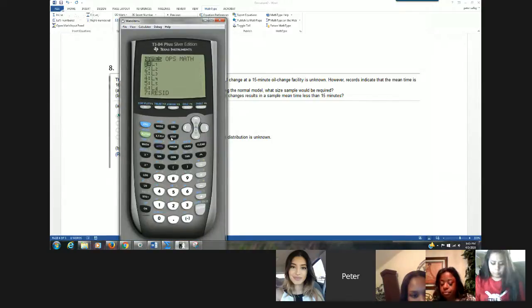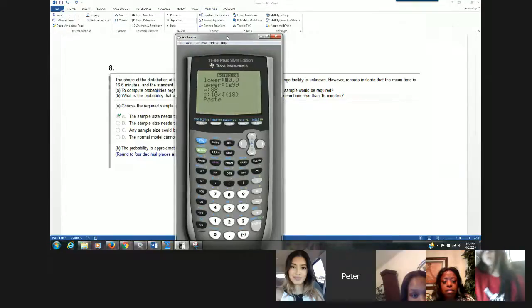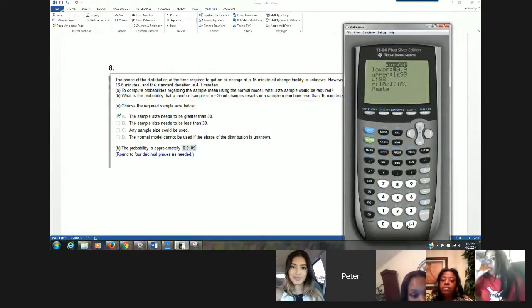I keep doing that. Oh, distribution stuff. Okay, sorry. It's going to be a long night for me. Less than 15. Okay, so less than 15 says the lower bound is negative infinity.